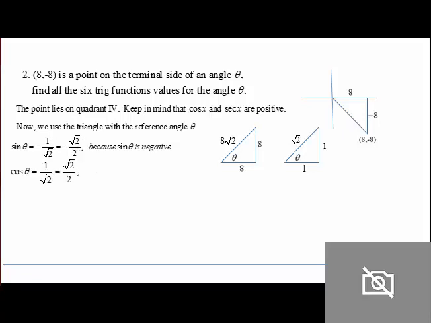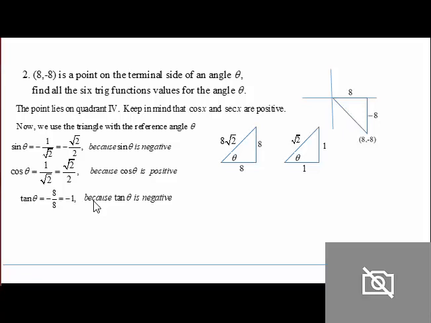Cosine theta, the same way. You have adjacent over hypotenuse, and cosine must be positive in the 4th quadrant. Tangent is negative. You can take it from the original triangle or from here, it doesn't matter. So you get your answer, negative 1, because it is in the 4th quadrant.